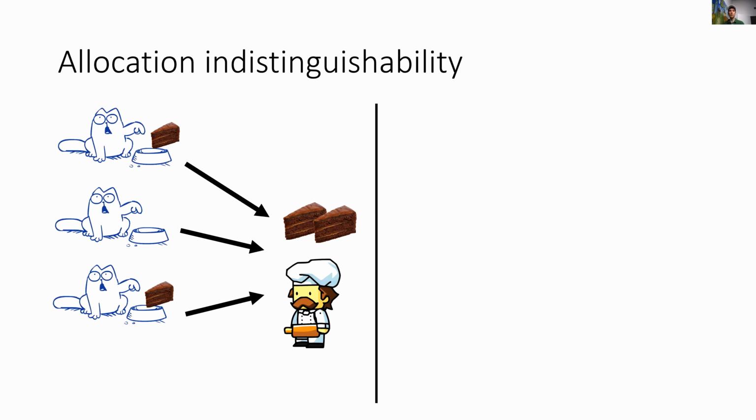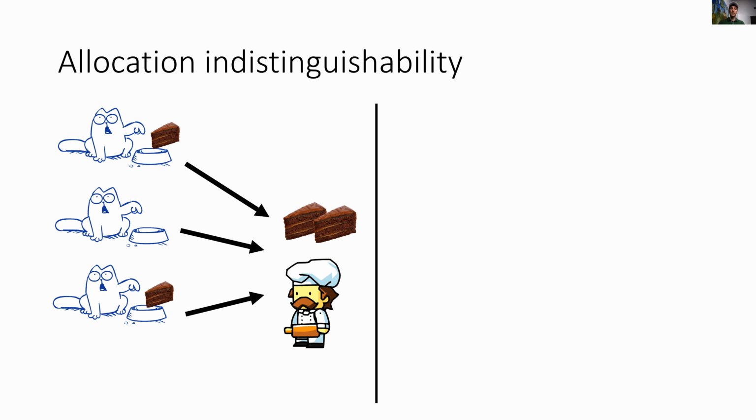And the way we're going to define privacy is with a notion that we call allocation indistinguishability. So suppose that we have 2 slices of cake. Those are our limited resource. And suppose that we have a set of processes that are actively requesting a cake in the current round. So these 3 processes that I'm showing here are going to be a subset of all possible processes in the system. And these ones are the active ones.